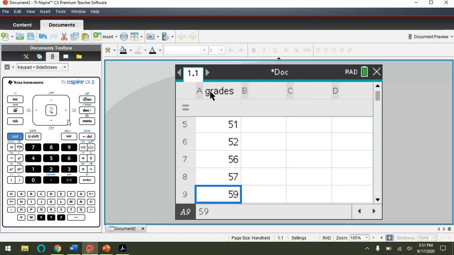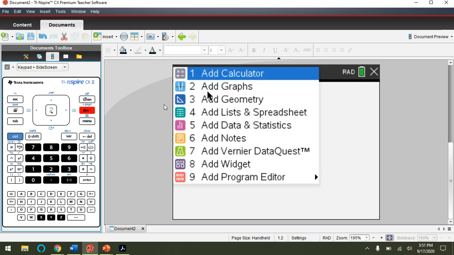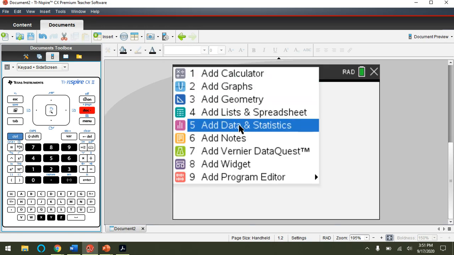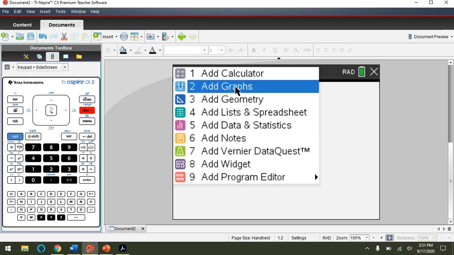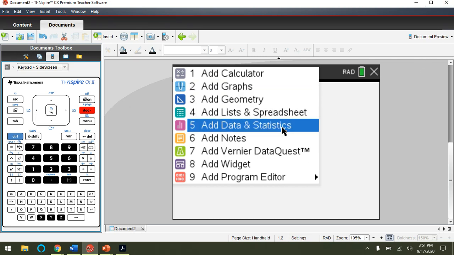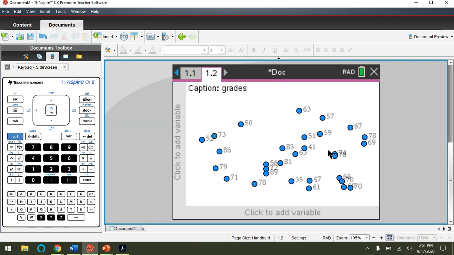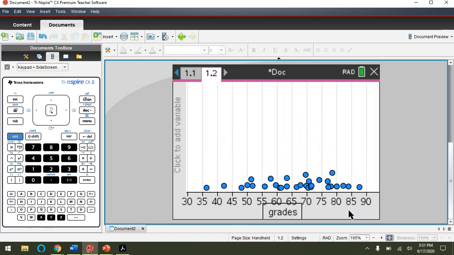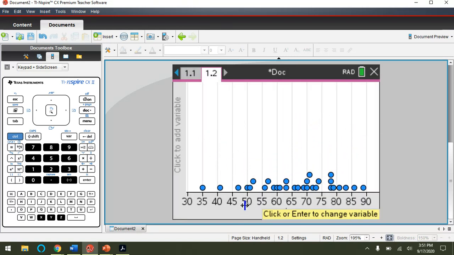See how Control Doc above Doc says plus page? I'm going to do Control Doc, and I'm going to add a data and statistics page. This is where we graph our data sets. This graph is on the XY plane, parabolas and whatnot. This data and statistics is how we graph data sets. Now, right now, that's a mess. What you do is you take your cursor, you come down here, you click to add a variable, and you click grades.